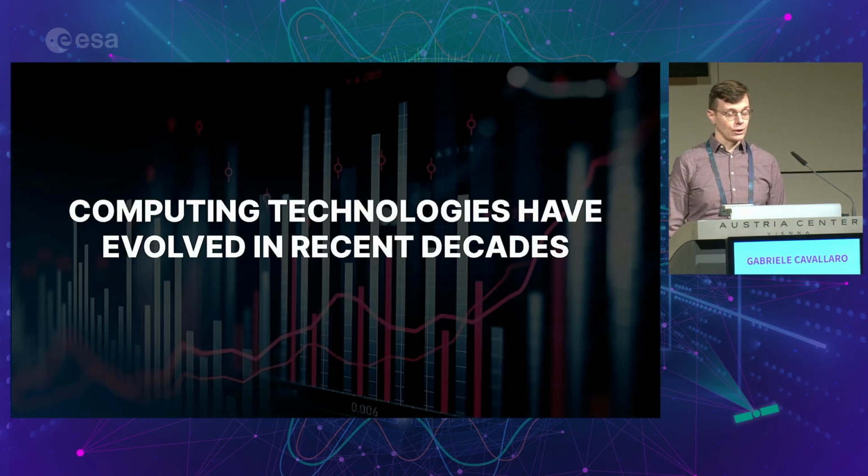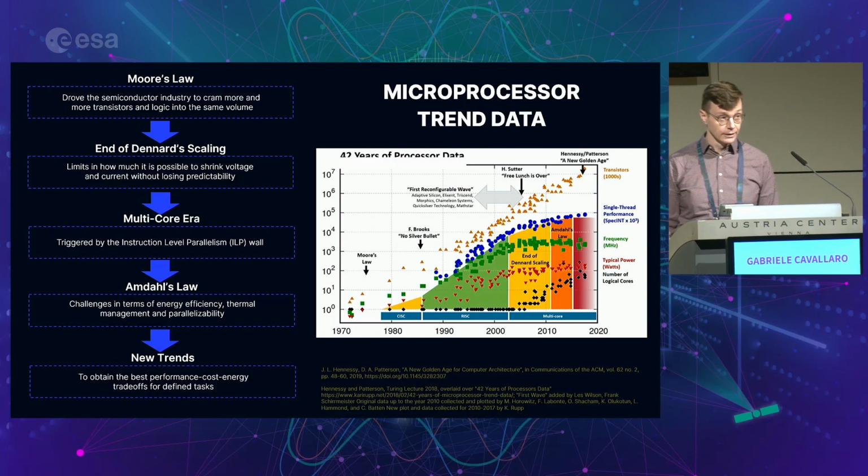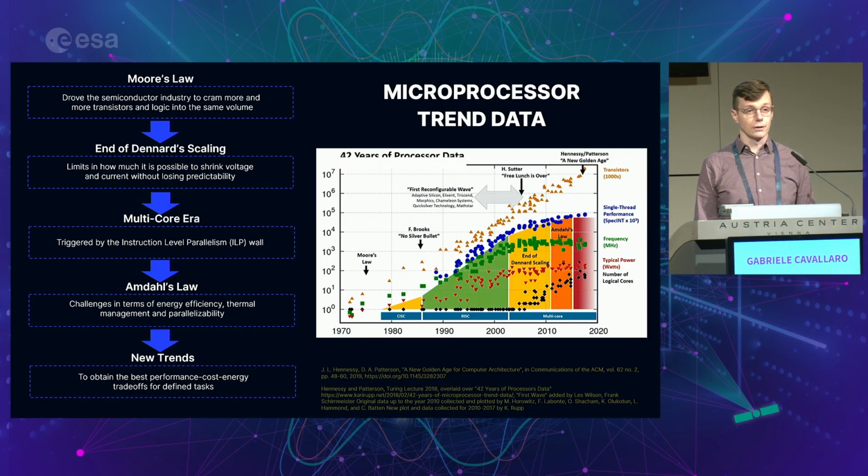Computing technologies and industry have undergone tremendous changes in the past decades. Initially, Moore's law propelled the semiconductor industry to pack an ever-increasing number of transistors and logic into the same space. Then the end of the nanoscaling marked the limits on how much we could reduce voltage and current without compromising predictability. Then the instruction level parallelism wall made the start of the multi-core era. However, as the number of cores increased, new challenges with energy efficiency and thermal management emerged. We also encounter limits in parallelization due to Amdahl's law and not enough general purpose application that can be parallelized.